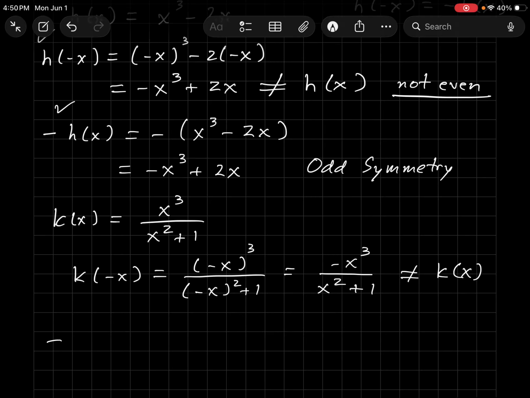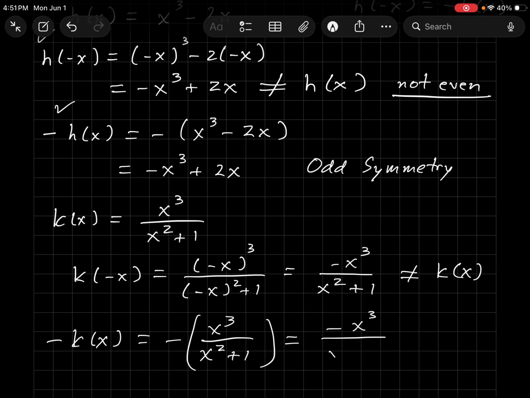Let's try the negative of the original function. So we'll do negative. I'll just put it completely outside. And the negative of, inside parentheses, the entire function. The negative can go on top, on bottom, in the middle. It doesn't really matter, just so long as you put it only one time. So I'll put it on top. And notice this does equal k of negative x, which means this function is odd.